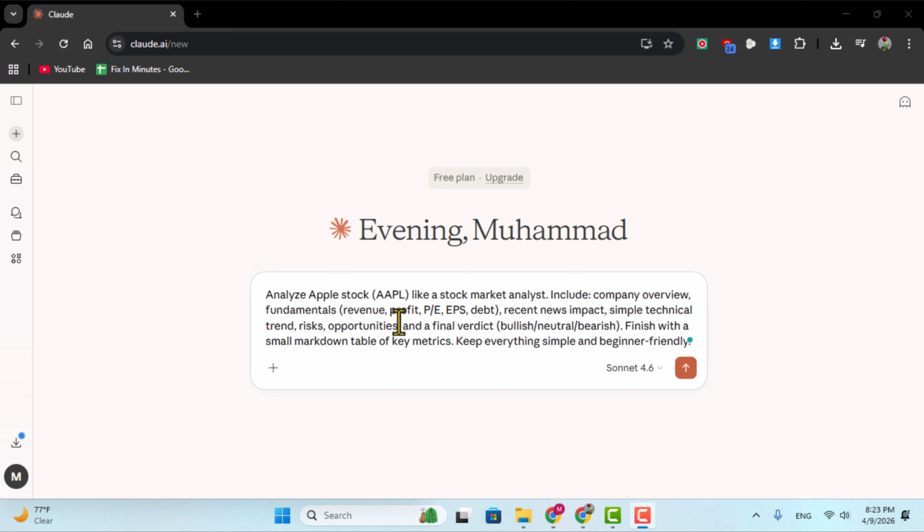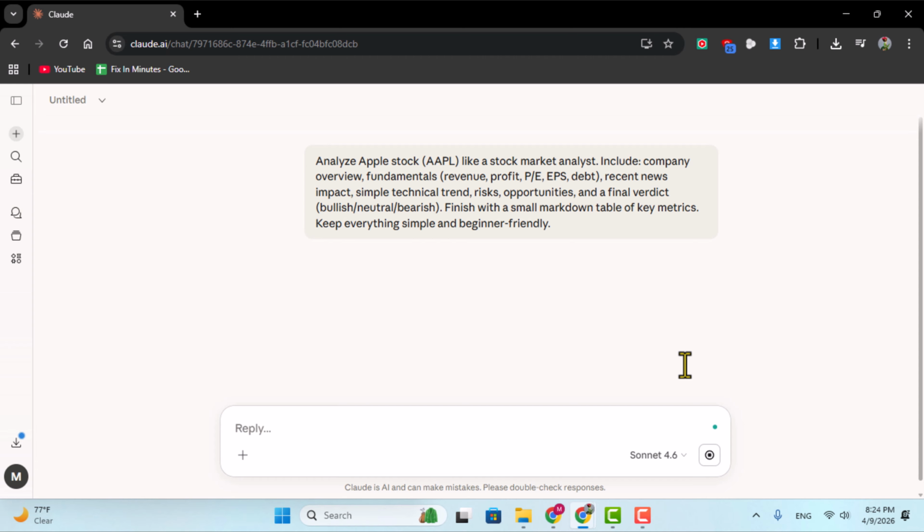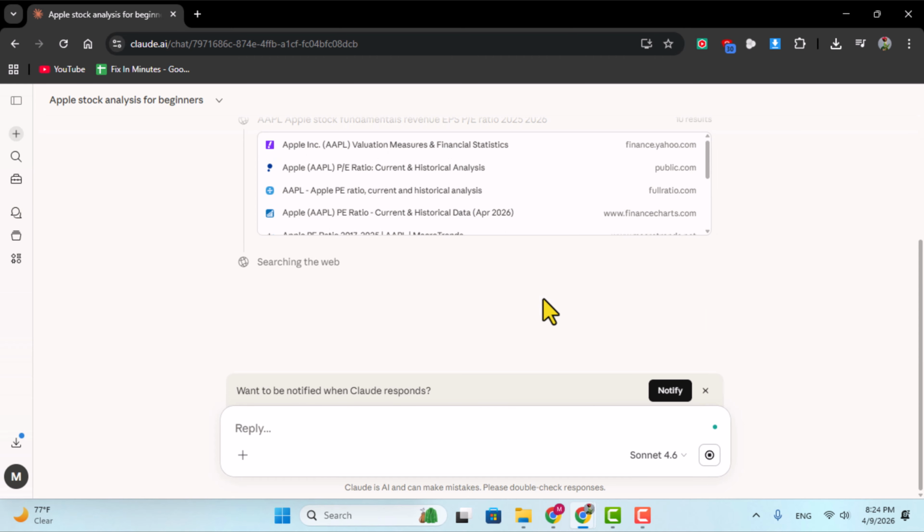End with a markdown table of the most important metrics. Keep the language simple and beginner-friendly. This gives Claude a precise checklist to follow, so you get a consistent, organized output every time.